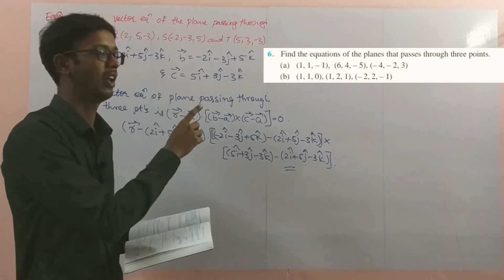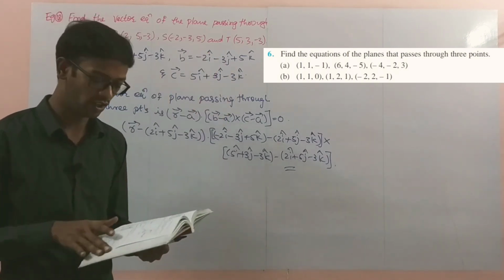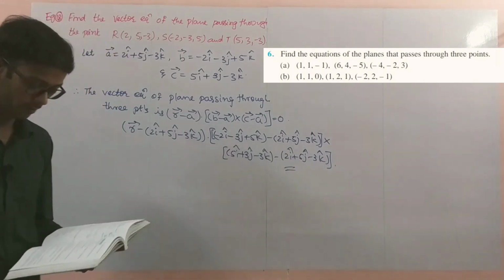The determinant of x minus x1, that equation is there. In that, substitute and simplify. You will get the plane equation. That 6th problem, take as homework. Pause the video to note it down.